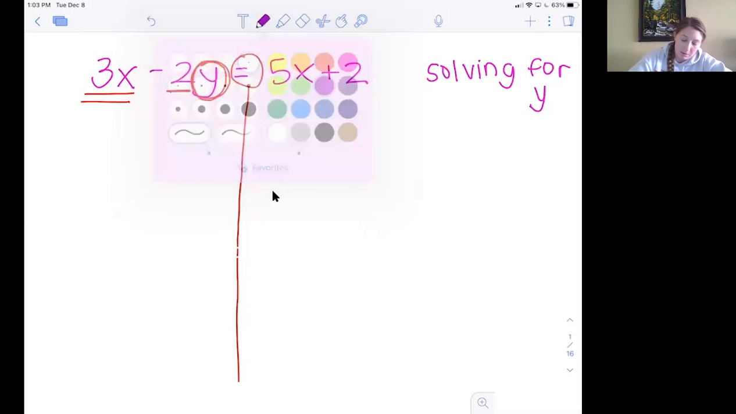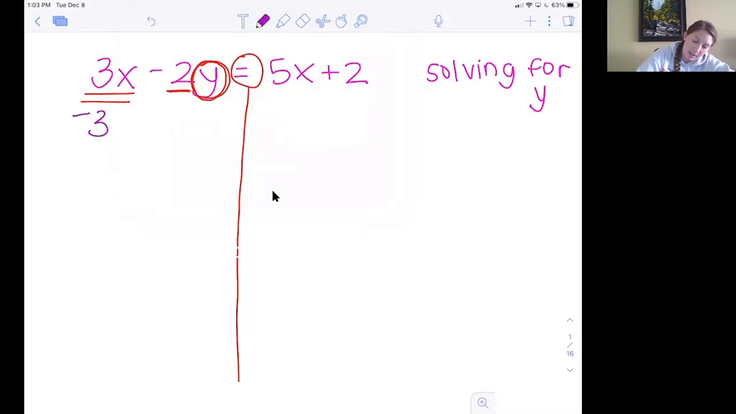So what I need to do is I need to subtract 3x. And remember, I'm subtracting because I've got a positive here. If this was a negative out here, then I would add it. And then what I do to this side, I have to do to that side. So now I'm left with negative 2y, and then 5x minus 3x is 2x plus 2.